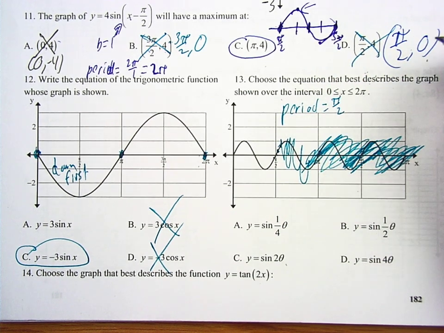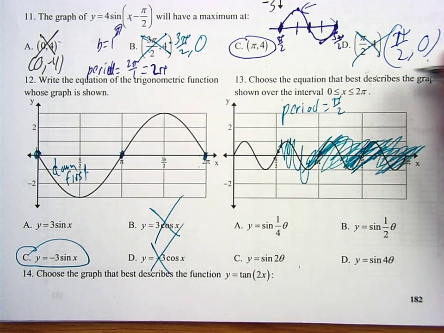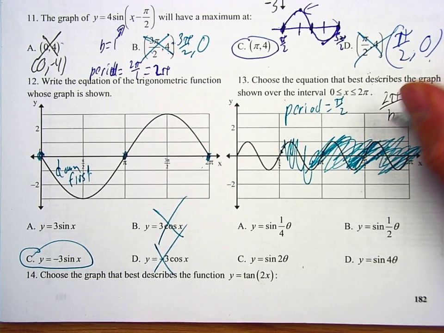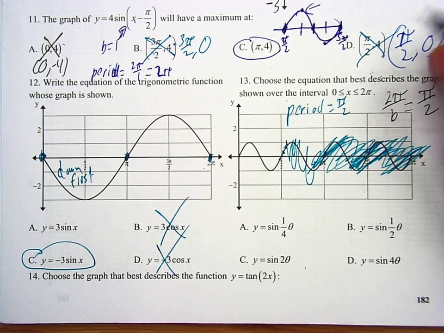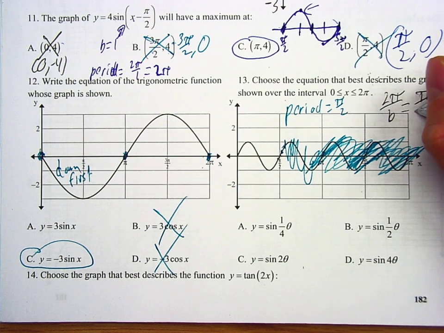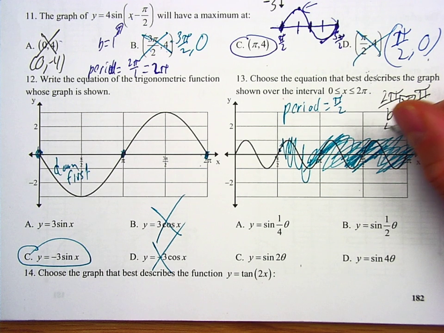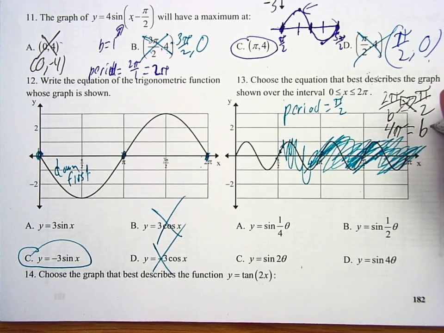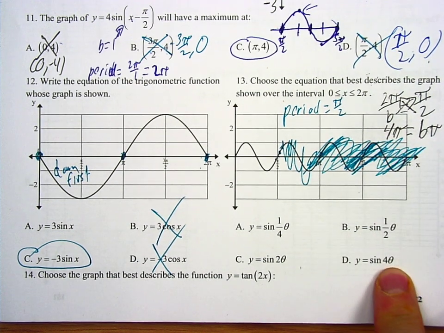And again, to get the period, you do 2 pi divided by b. So I'm going to set up an equation to figure out what b is, because that's what this question is asking. What's the value of b to give me a period of pi over 2? So 2 pi divided by b must equal pi over 2. Solving for b by cross multiplication, 4 pi is equal to b times pi. Dividing by pi, b is 4.